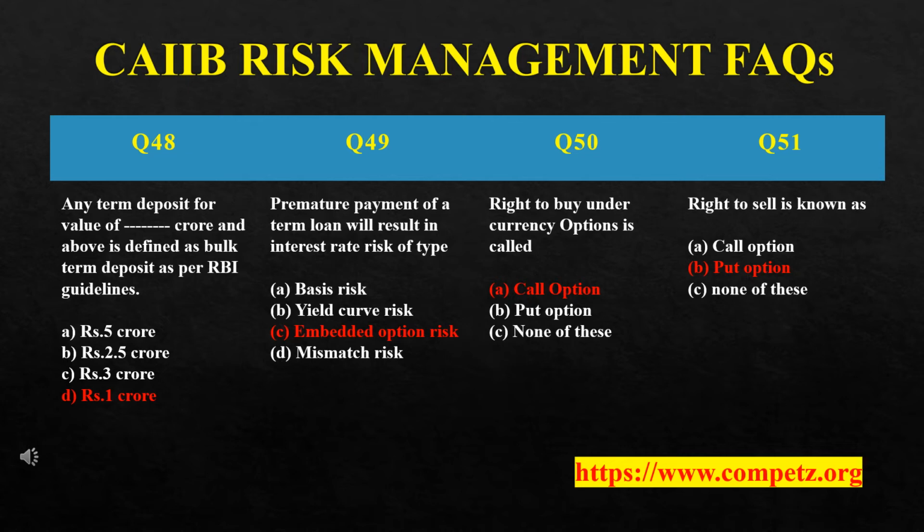Okay. The opposite of it, right to sell, is known as which option? Right to sell is known as put option. Why? Because the holder of a put option has the right but not the liability to sell the underlying asset at the strike price of the option. Strike price is nothing but the exercise price of the option. In this slide, there are 4 questions. Moving on to the next slide, we have more questions.